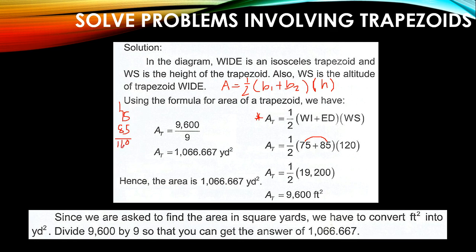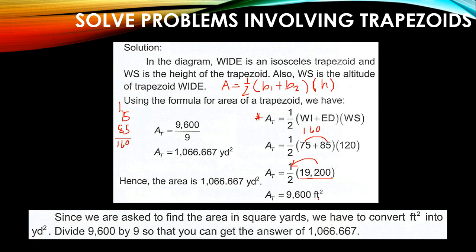Then, 160 times 120. So, that is 19,200. Then, times 1/2. Okay, times 1/2. That equals 9,600 square feet. So, that is the area, no?